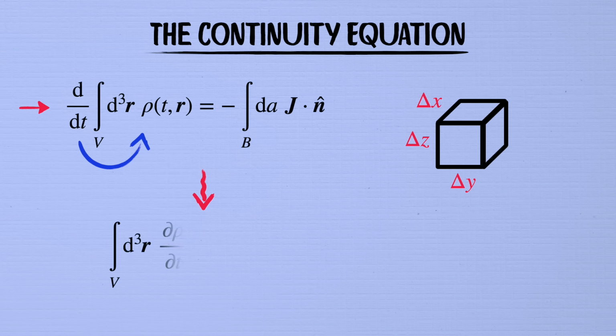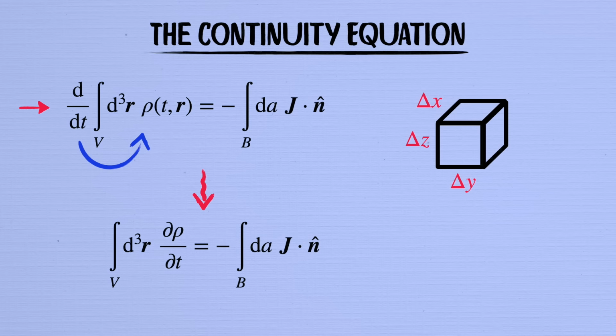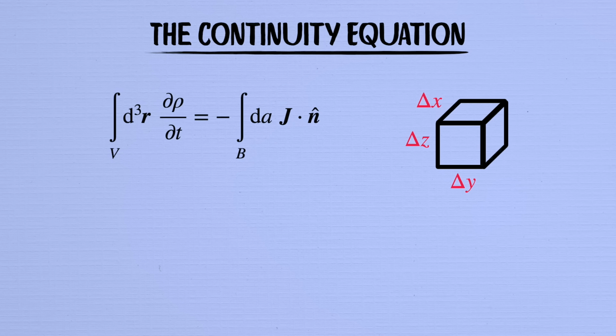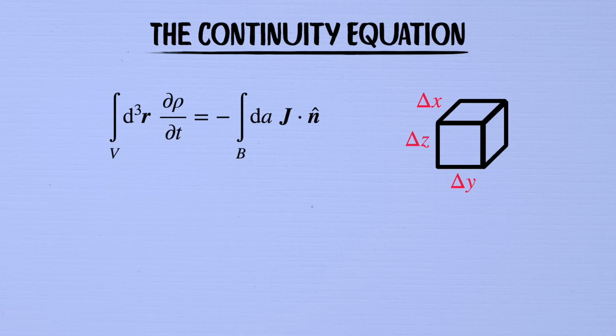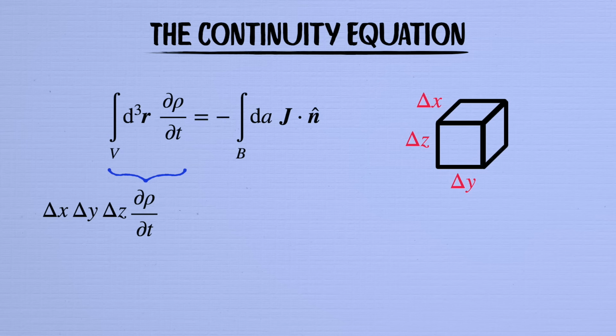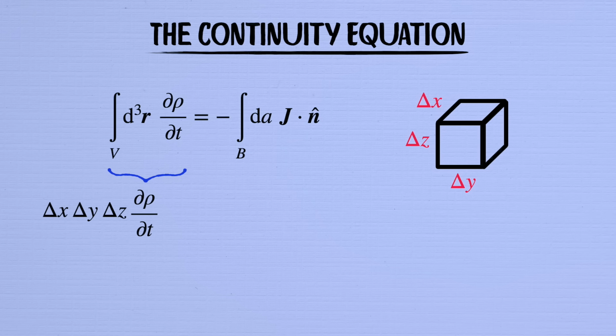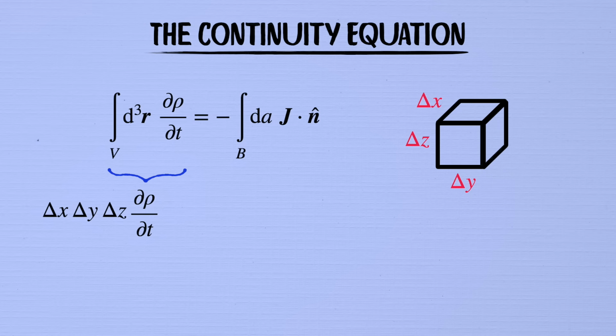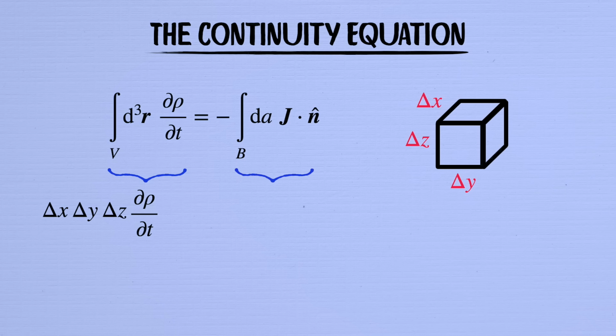The only change is that it turns into a partial derivative, because rho is a function of both time and space. Now, when we shrink our volume down to a teeny tiny cube, these integrals become pretty boring. On the left, we just get d rho by dt times the volume of the box, delta x, delta y, delta z. The reason being that d rho by dt is essentially constant over this infinitesimally small region. The right-hand side is slightly more interesting.